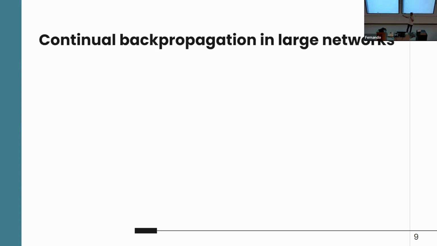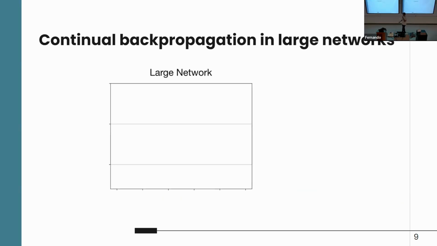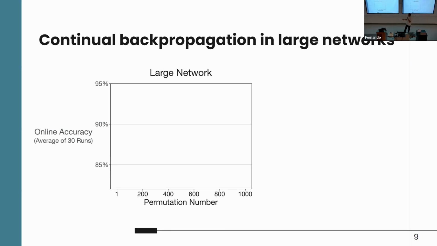So now I'm just going to straight up jump into the results, first in the large networks. So here's the plot for the large network. On the x-axis, I have the permutation number. And on the y-axis, I have the online accuracy. First, we have the base system without any modification on it. So we can see how it loses plasticity. It drops in performance over time.